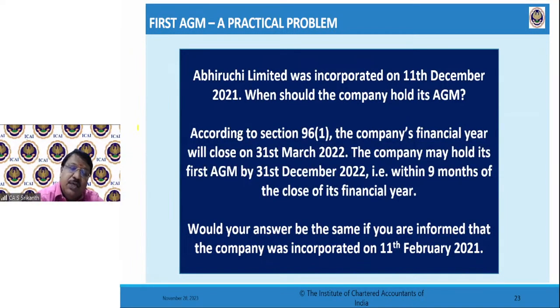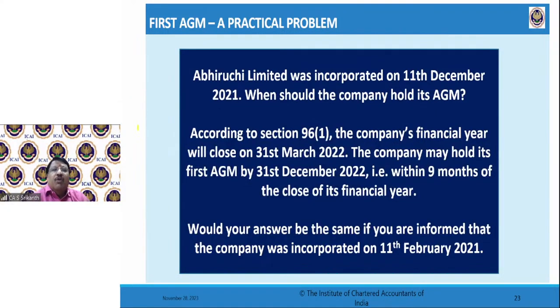31st March 22. Okay, 31st March 22. Okay, are you able to understand? When the company is incorporated on 11th December 21, 31st March 22, no problem. If it is incorporated on 11th February 21, in between there is no 31st March, no, ignore it. It will become straight away 31st March 22. Okay, 31st March 22 is the correct answer. Okay. Somebody has written 9th November 21. What is the logic of that? Are you confusing with that 9 months thing? No, no, sir.